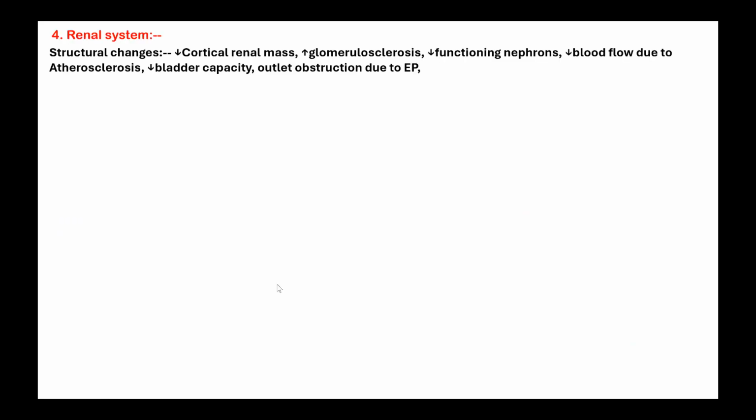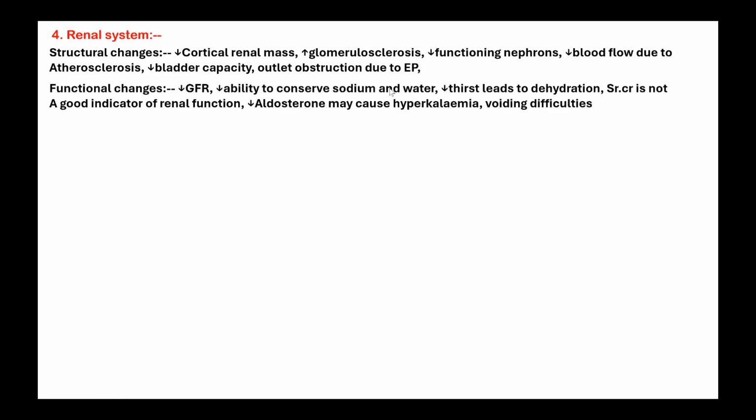Then the renal system. Structural changes are decrease in cortical renal mass and increased glomerulosclerosis. So the glomerular membrane becomes more hard and dysfunctional, decreasing functional nephrons because of the decrease in the blood flow to the cortex, atherosclerosis. And with the bladder, not only the kidney, you have to talk about the bladder, the voiding system also. So decreased bladder capacity, occult obstruction due to enlarged prostate also can happen.